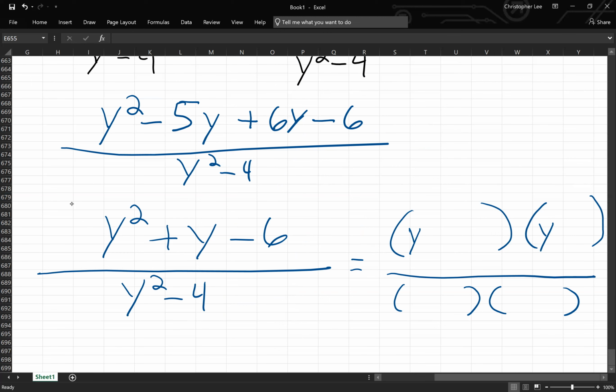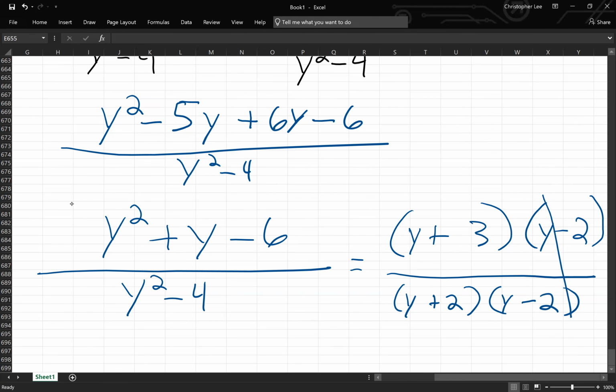Multiply to negative 6 and add up to positive 1. There's y minus 3, y plus... Okay, which one is negative, which one's positive? 3 is positive and 2 is negative. Good. All right. What about the bottom? What's that? Very good. Y plus 2, y minus what? Minus 2, very good, right?